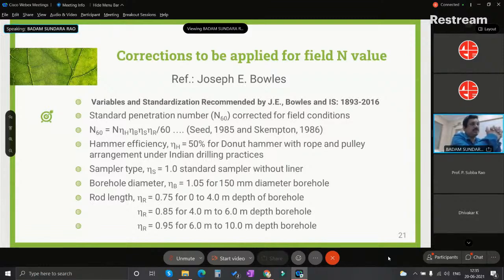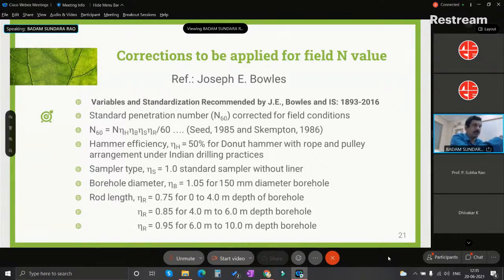In this, N60 is a standard value, a universal value. N value is the standard field value. And N60 corresponds to your energy ratio of 60%. As per the Indian conditions, based upon our previous experience, some researchers have reported that, with our standard equipment and daily practices, the energy ratio is 50%. Some reported 55%.